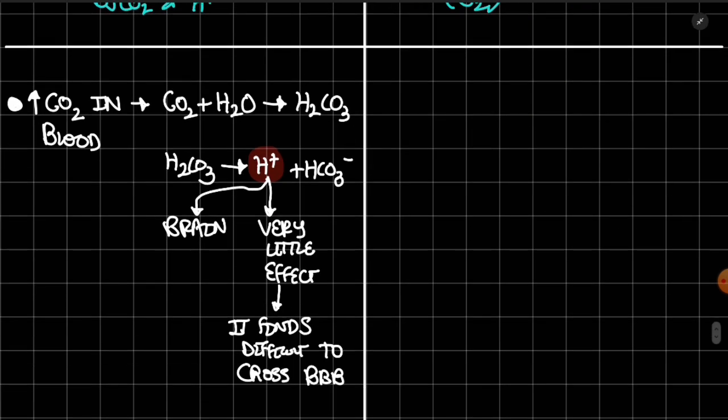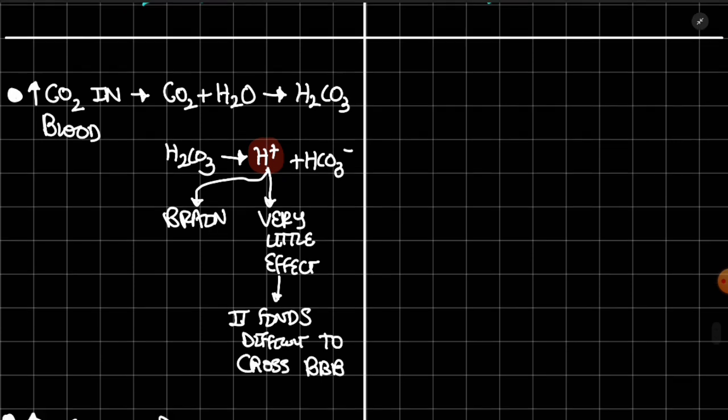So what happens with H plus: the condition is increased CO2 in blood. If CO2 increases in blood, CO2 combines with H2O and gives H2CO3.